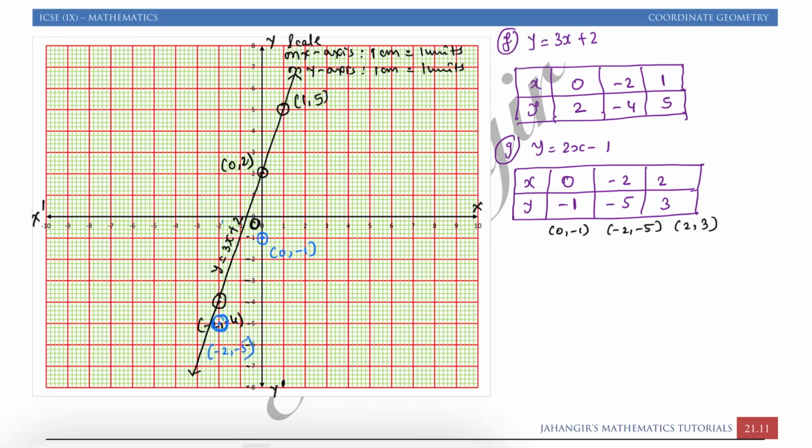Third value is 2, comma 3. If you will see, you are getting again that point in the same straight line. So that is why we can say this is the graph of straight line, linear graph of straight line. Just draw a line passing through all 3 points, make arrows, write down the equation of the line. Y is equal to 2x minus 1. Hope this part is clear.